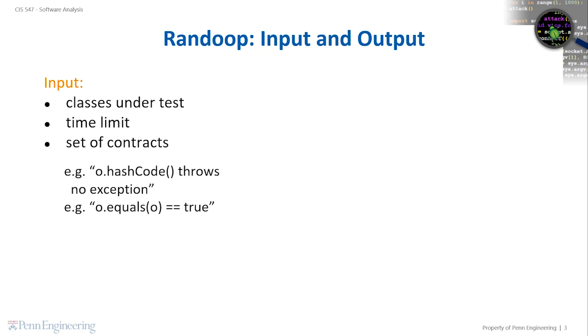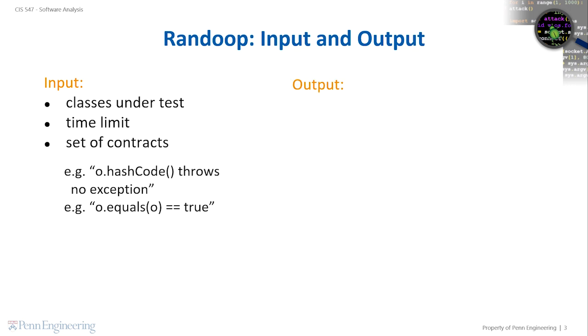An example contract that must hold for any Java object O is that calling the hashcode method on it does not throw any exception. Another example contract is that using the equals method to test any Java object O's equality to itself must always return true. While these are generic contracts defined by the java.lang.object class, which is the parent class of all Java objects, one can also provide class-specific contracts for Randoop to check.